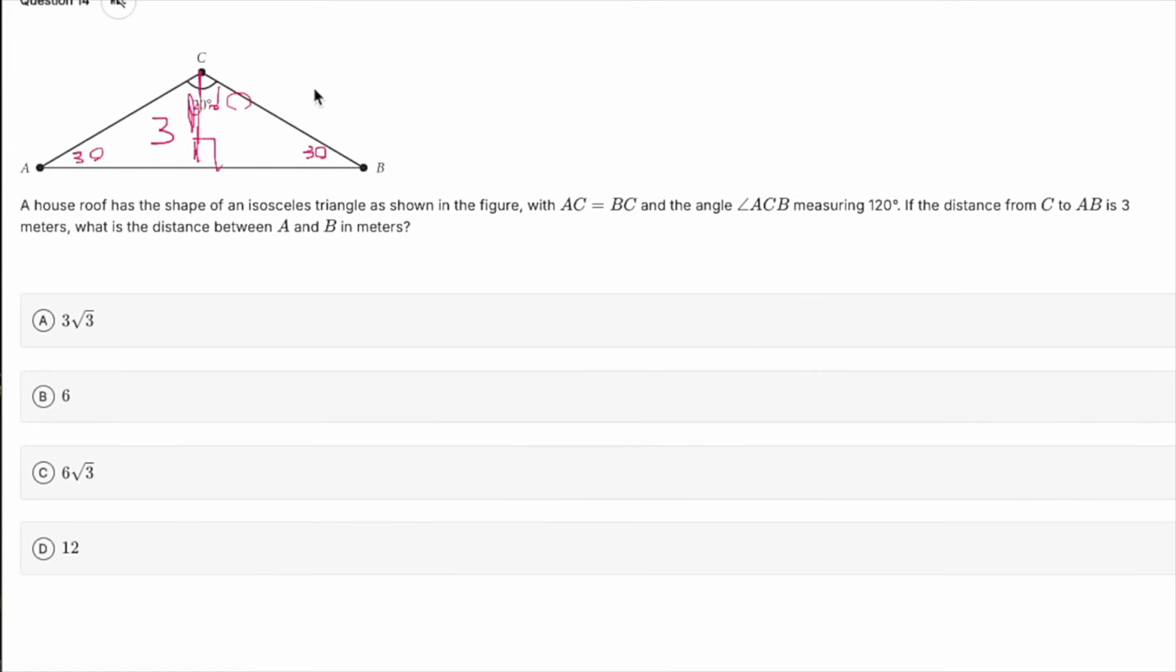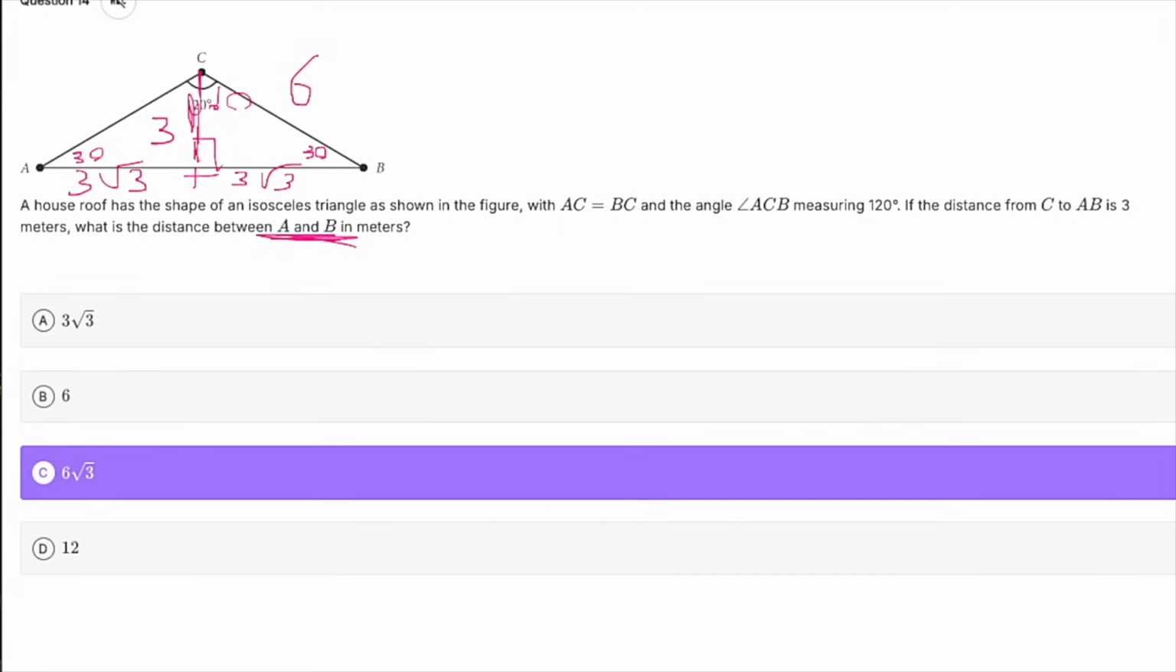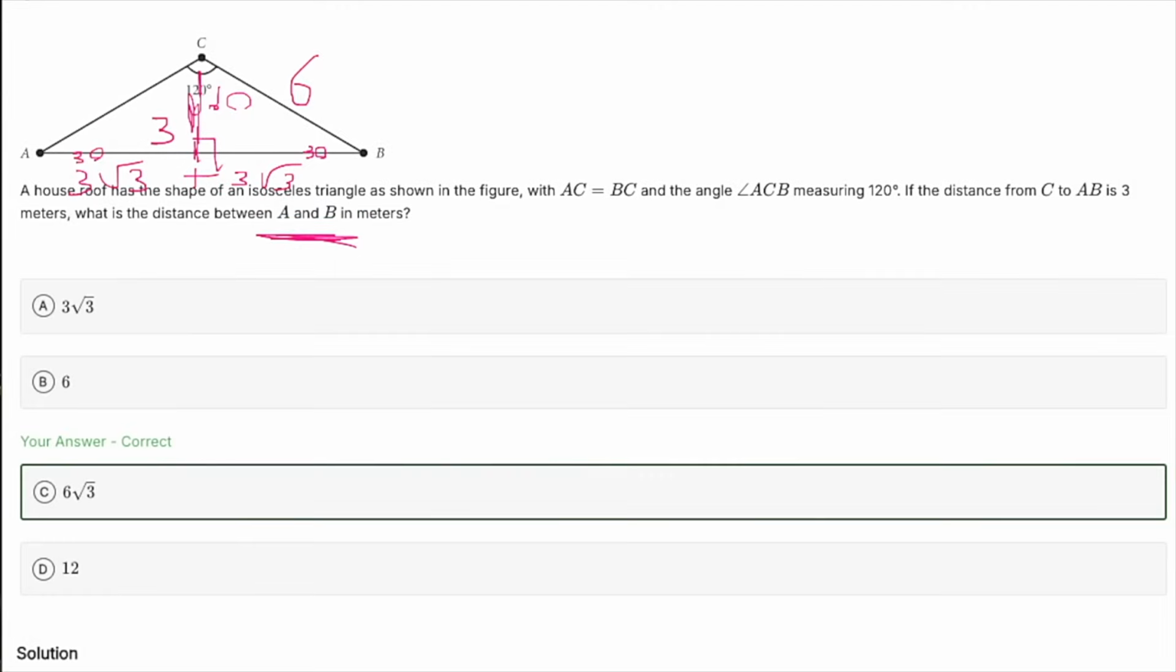That means CB is going to be 6 because that's 2x, and AB, the distance between A and B, is going to be 3 root 3 plus 3 root 3. So 6 root 3. So choice C here. And again, if this stuff is not making sense, you do need to watch my first video where I explain these rules. In this video, I'm really just going through and using them to solve actual SAT questions.